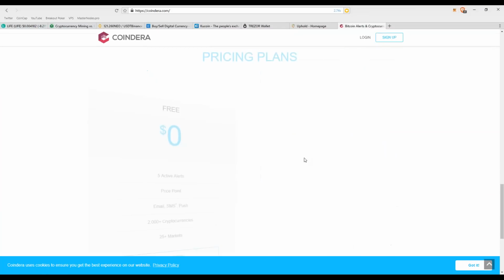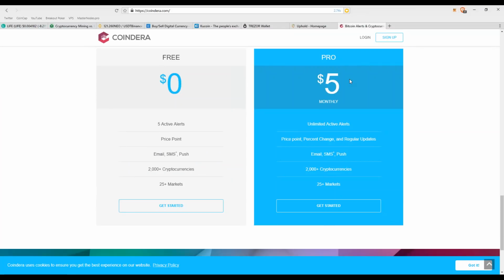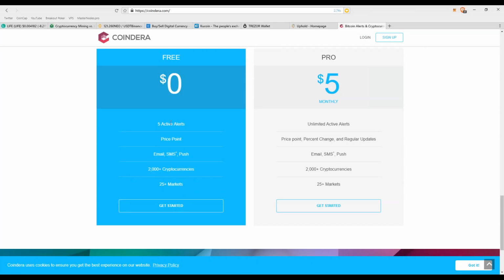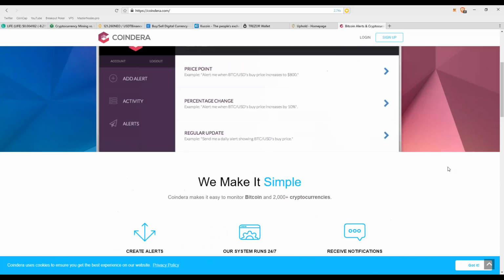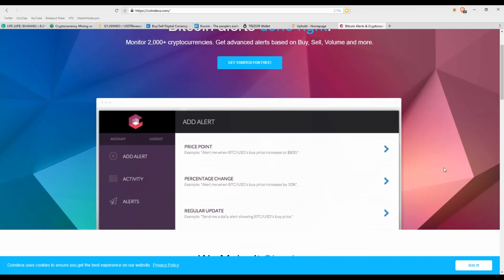I don't get anything for it. It's just something that I use. It's $5 a month for unlimited alerts and 2,000 currencies. You can do it for free and you get 5, so once you run out of your 5, you have to pay $5. I pay $5 just to use it because it's quick, it works, and it was one of the first spots that I found.